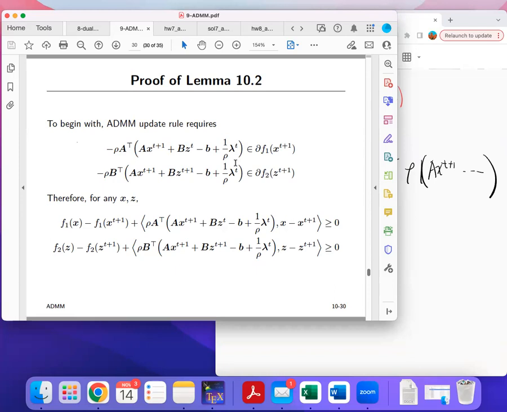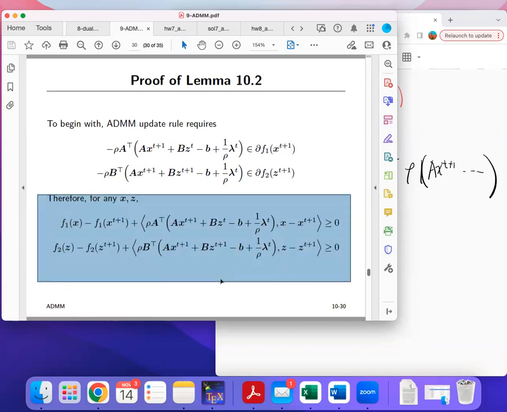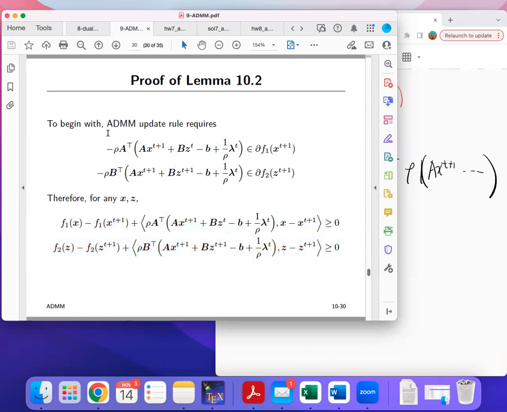So these are the optimality conditions for the first two updates. And then we can build two inequalities based on the convexity of the objective function. First of all, these two lines already tell us something about the subdifferential. This vector belongs to the subdifferential of F1. This vector is part of the subdifferential of F2.